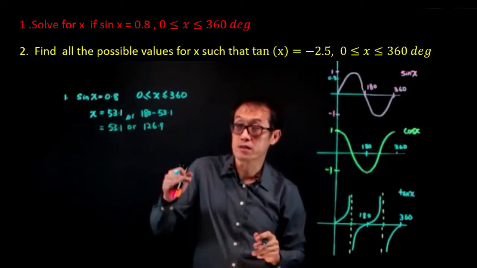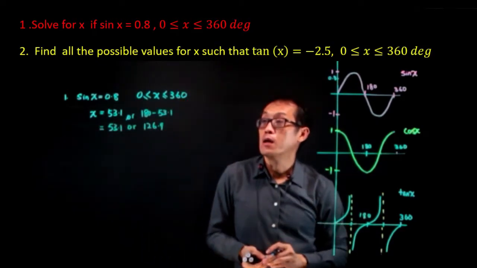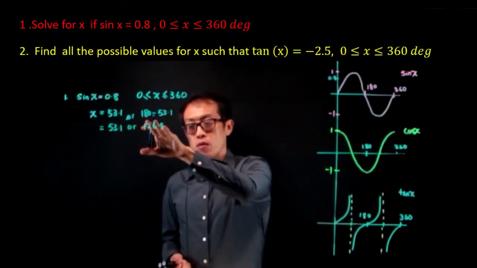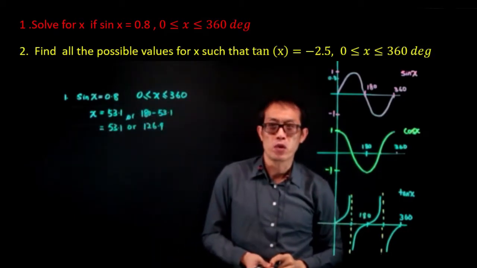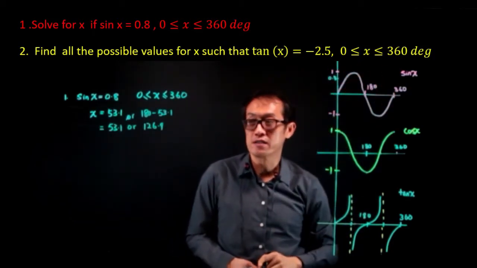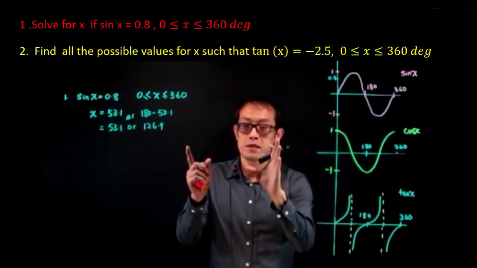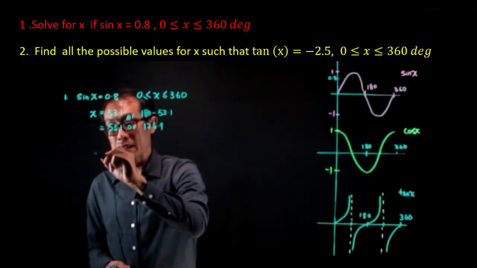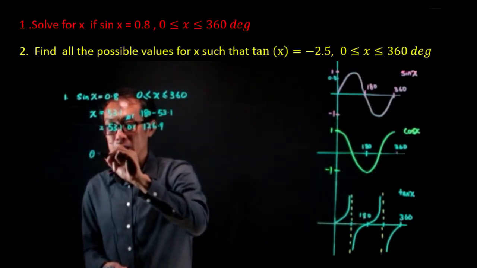It's 'or' and not 'and', because x cannot take on two values at once. Now you may be wondering how I know to use this special 180 minus 53.1. Do I really have to draw the graph and visualize? No. Remember we learned about the basic angle. Let's say the basic angle is theta. This is the basic angle.